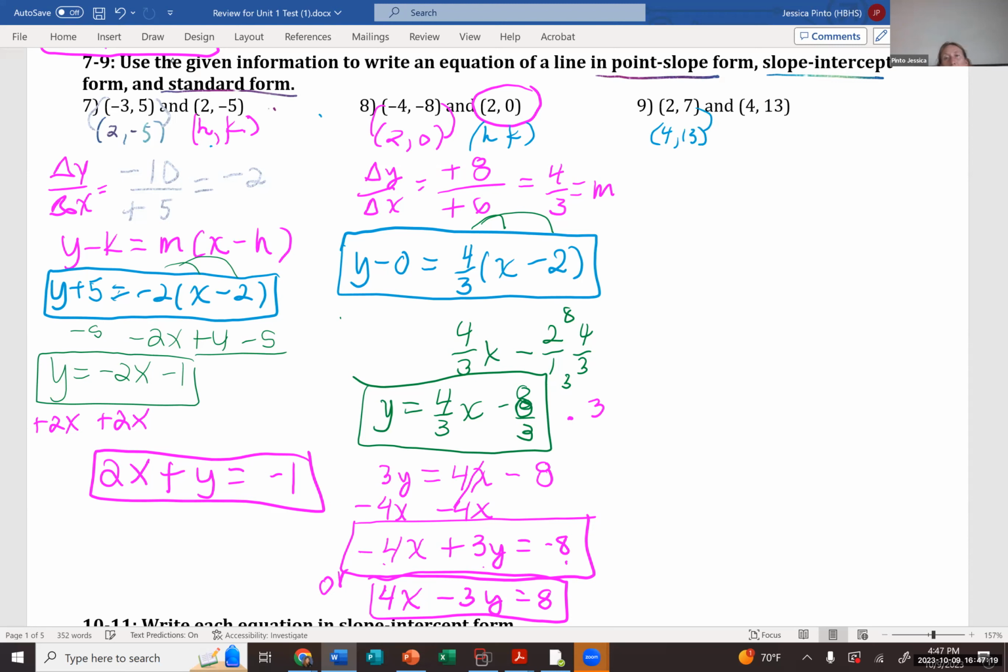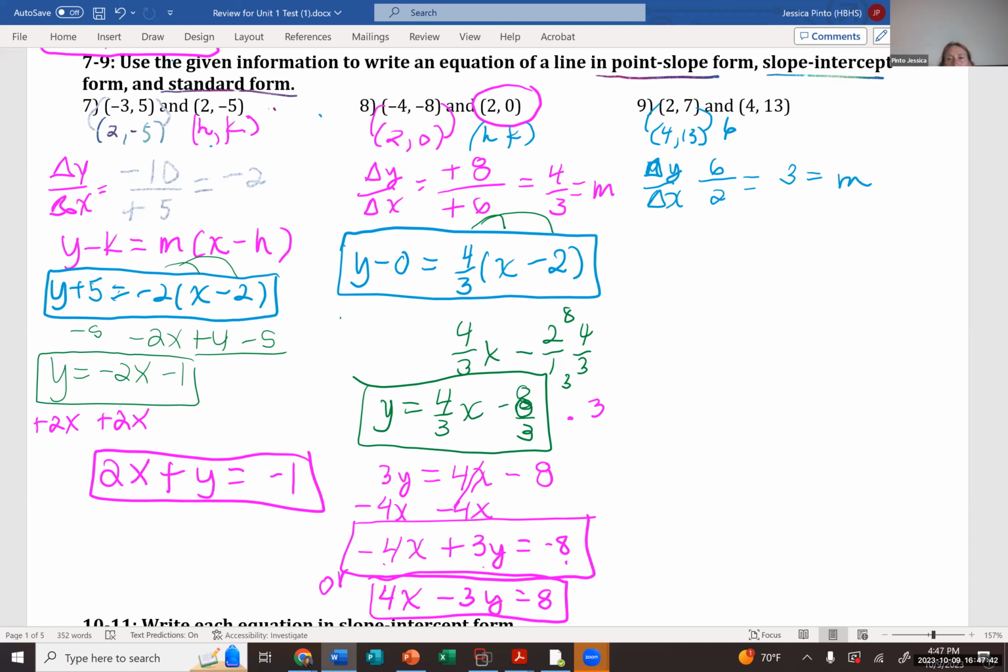Okay, so 7 to 13, I think that's 6. 8, 9, 10, 11, 12, 13, that's 6. So we have 6 in the numerator, the change in y over the change in x. And then to go from 2 to 4, that was just up by 2. Yes, a whole number slope.